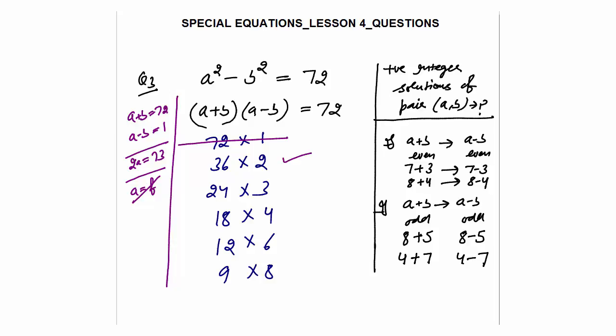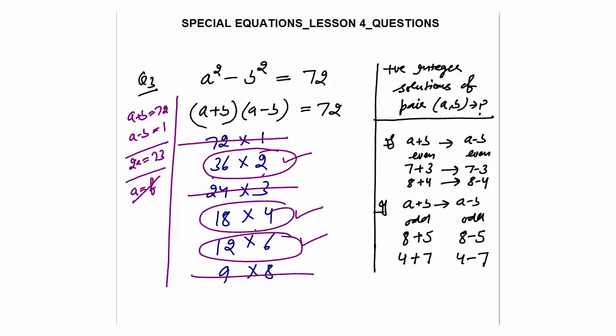This is valid, 36 and 2. If a plus b is even, a minus b is also even. This is a valid solution. This is not a valid solution. This is a valid solution. This is valid. This is not valid. So how many possible pairs exist? This is 1, this is 2, this is 3. So the answer is 3 possible pairs exist.